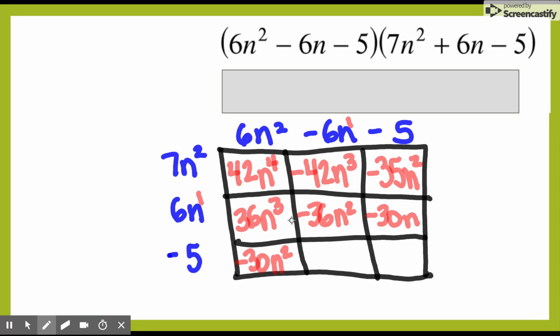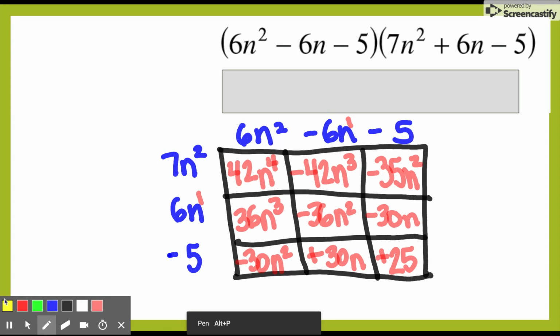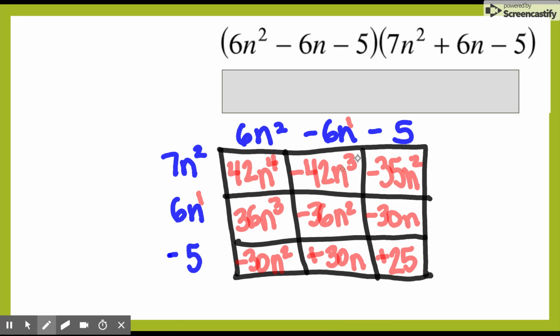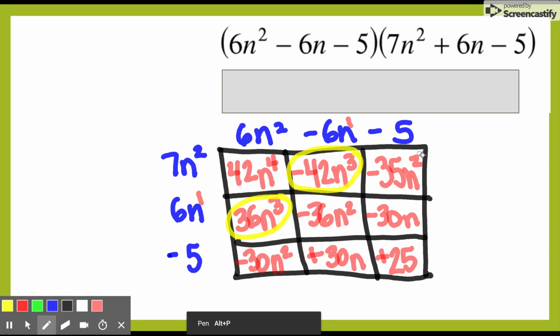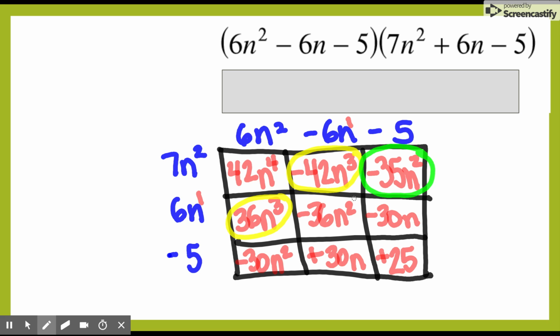N squared. Negative 5 times negative 6n is positive 30n. Negative times negative is positive 25 constant. Looking again at your diagonals, here is an n cubed. So we can combine those. Also, we have n squared.